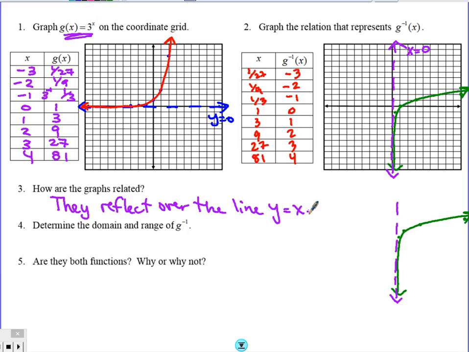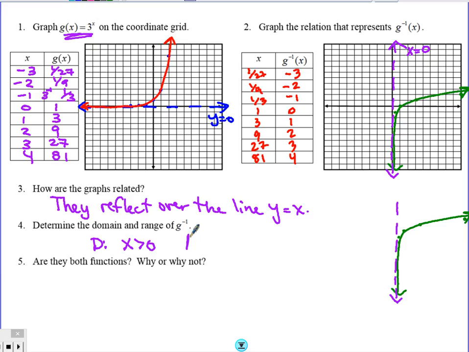So let's talk about it real quickly. Domain here was all real numbers. The range was only y's greater than 0. But now we have something different. Now we have the domain and range of our inverse. The domain and range of our inverse is going to be over here. So here, domain isn't all real numbers anymore. It's only x's that are what? X values greater than what? Greater than 0. Yeah.